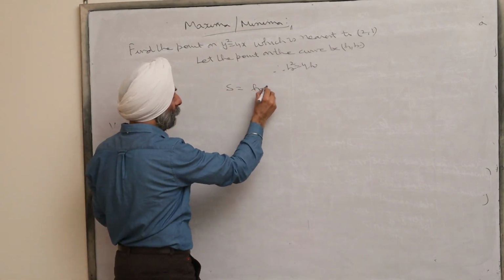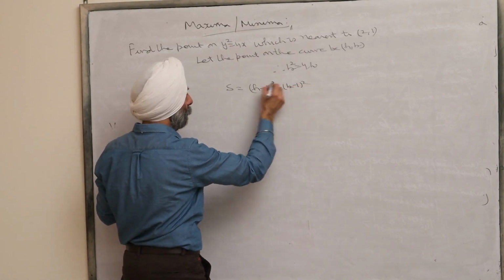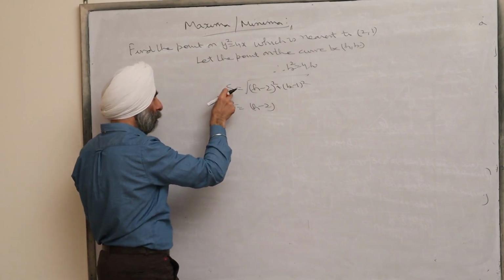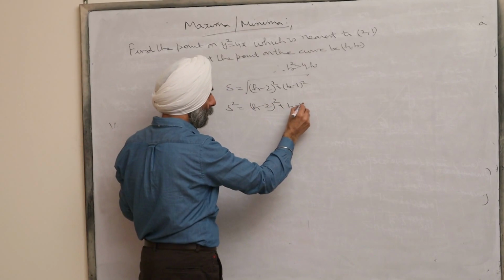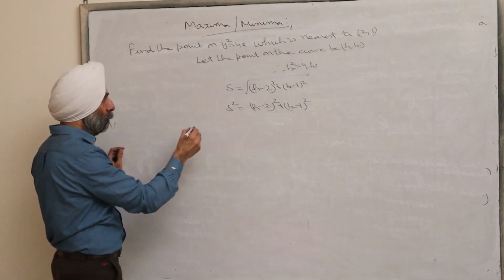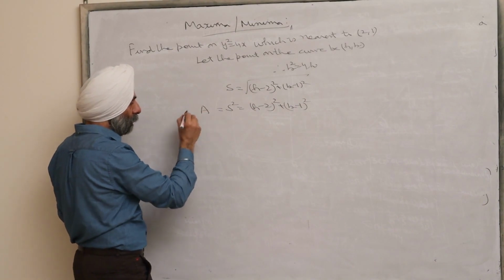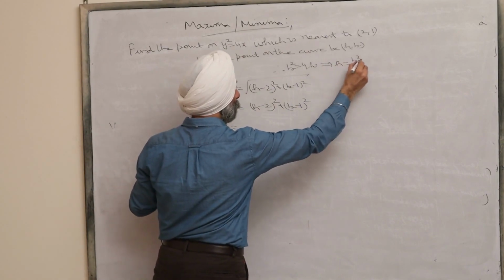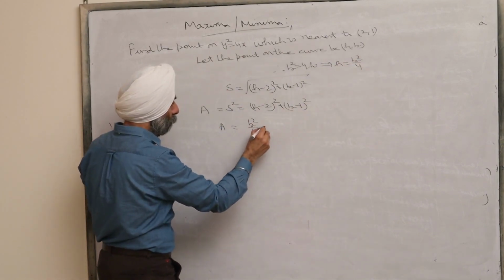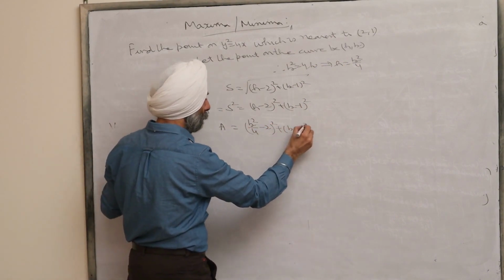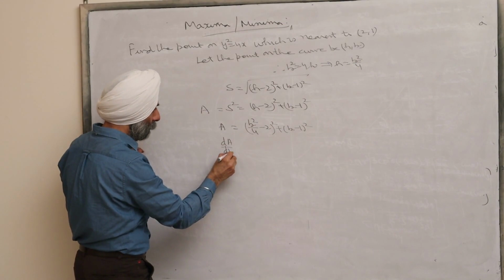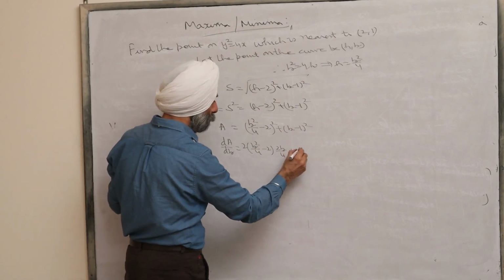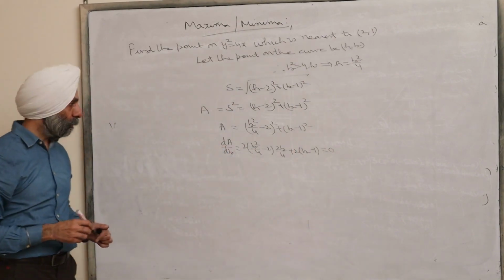Now distance is given by the root of (h minus 2) whole squared plus (k minus 1) whole squared. Since it is always positive, finding the minimum of this or of its square is one and the same thing. So let us say this is equal to A. This implies that h is equal to k squared by 4. So A is equal to (k squared by 4 minus 2) whole squared plus (k minus 1) whole squared. dA by dk is 2 times (k squared by 4 minus 2) into 2k by 4 plus 2 times (k minus 1), and equated equal to 0.